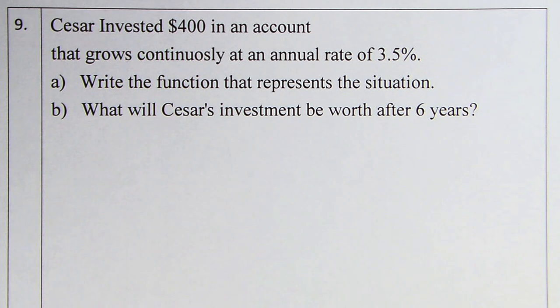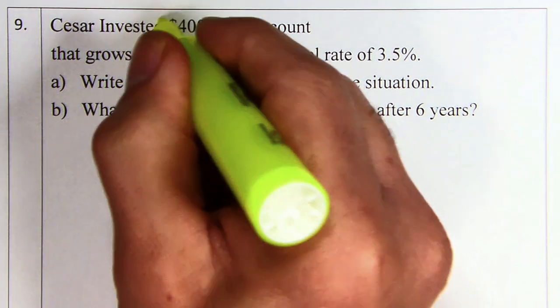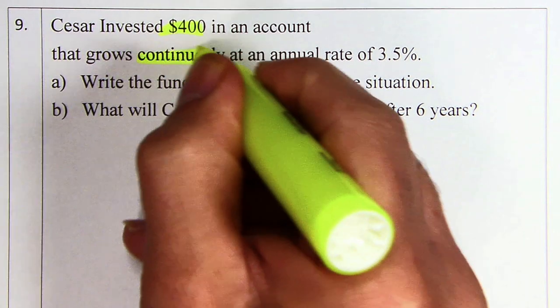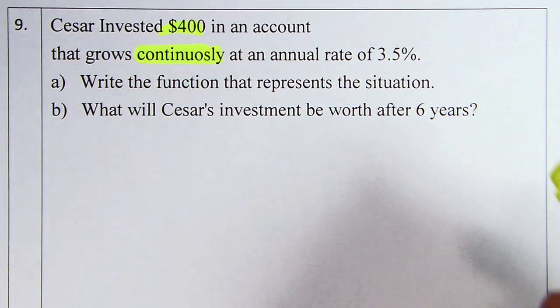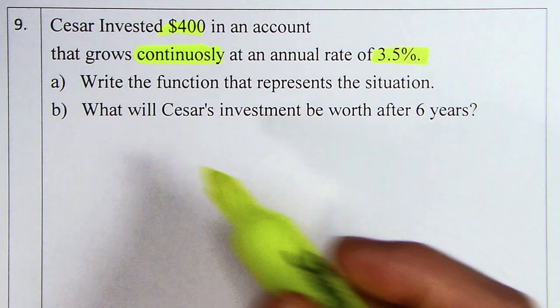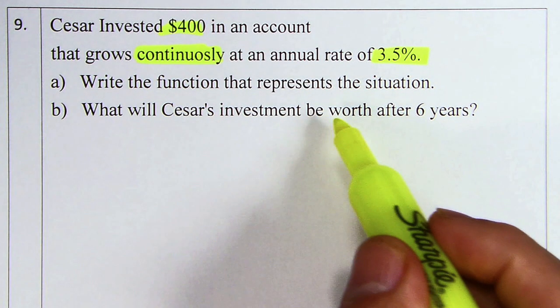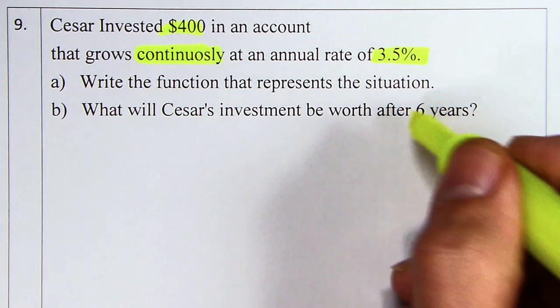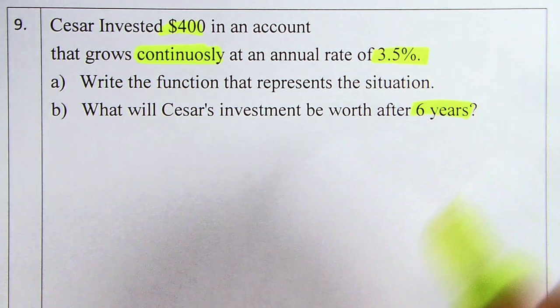Caesar invested $400 in an account that grows continuously this time at an annual rate of 3.5%. We need to write the function that represents the situation and what will Caesar's investment be worth after 6 years.